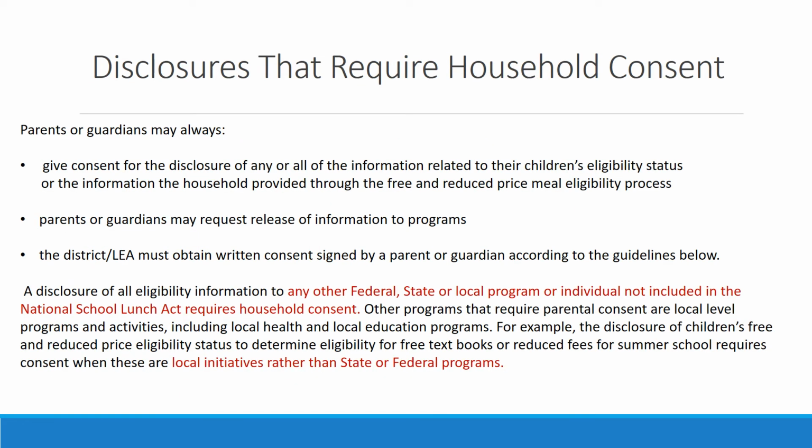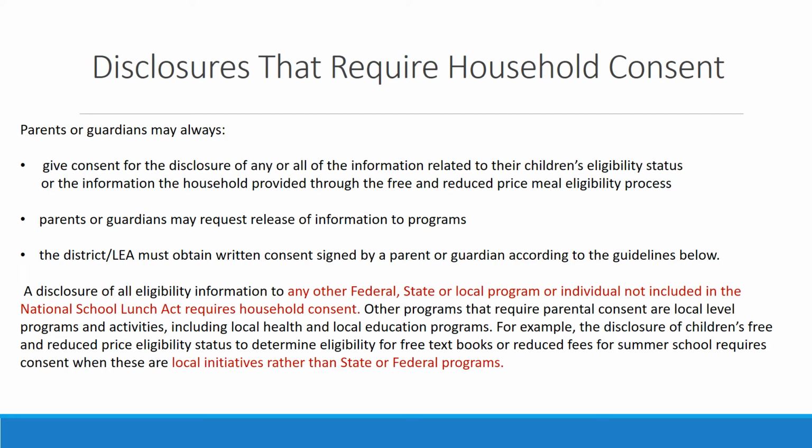Disclosures that require household consent. Parents or guardians may always give consent for the disclosure of any or all of the information related to their children's eligibility status or the information the household provided through the free and reduced price meal eligibility process. Parents or guardians may request release of information to programs. The district or LEA must obtain written consent signed by a parent or guardian according to the guidelines below.